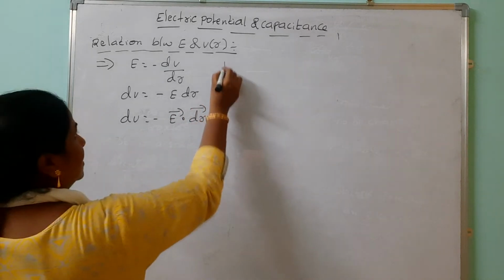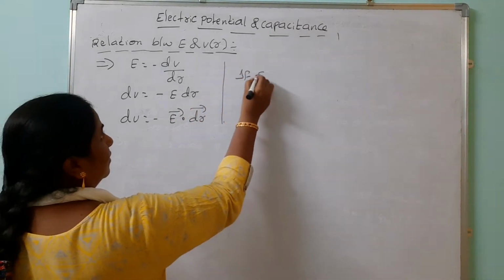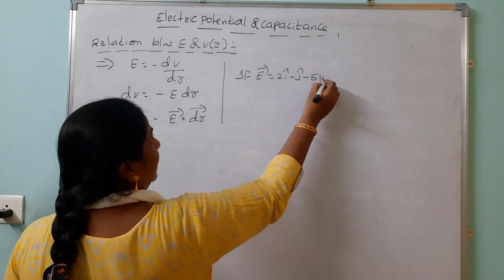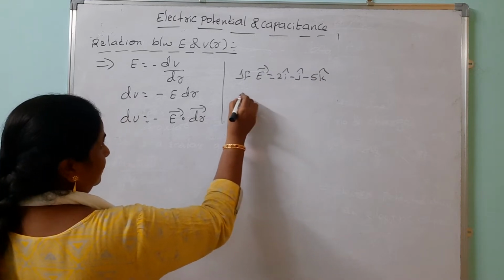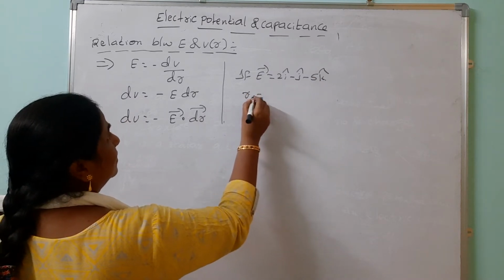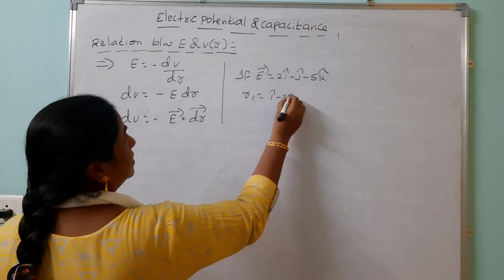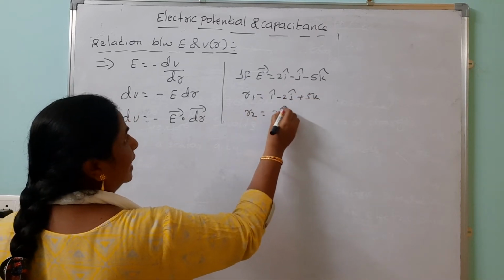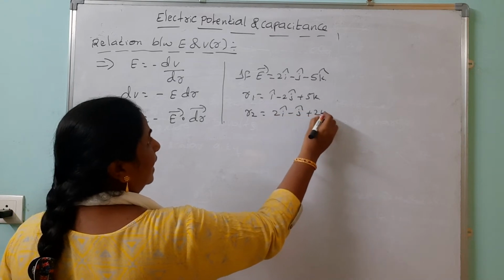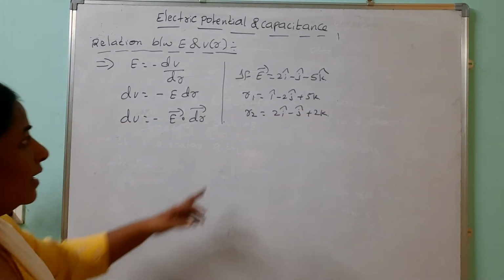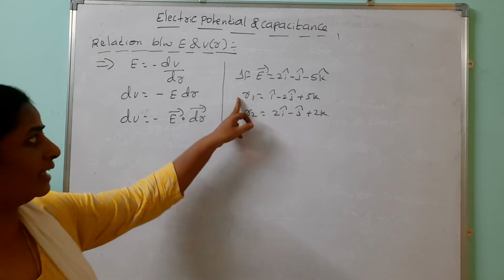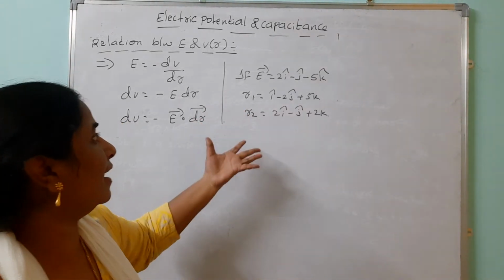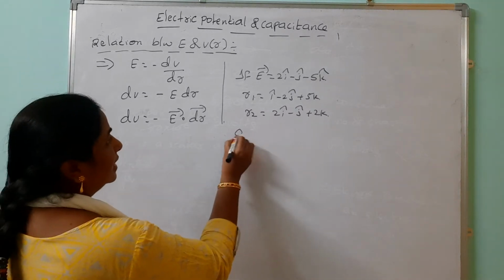We do one problem also. If E bar equals 2 i cap minus j cap minus 5 k cap, R1 is i cap minus 2 j cap plus 5 k cap, and R2 is 2 i cap minus j cap plus 2 k cap. So how to do this one? You start at R1 and reach R2. How much displacement? R2 minus R1.